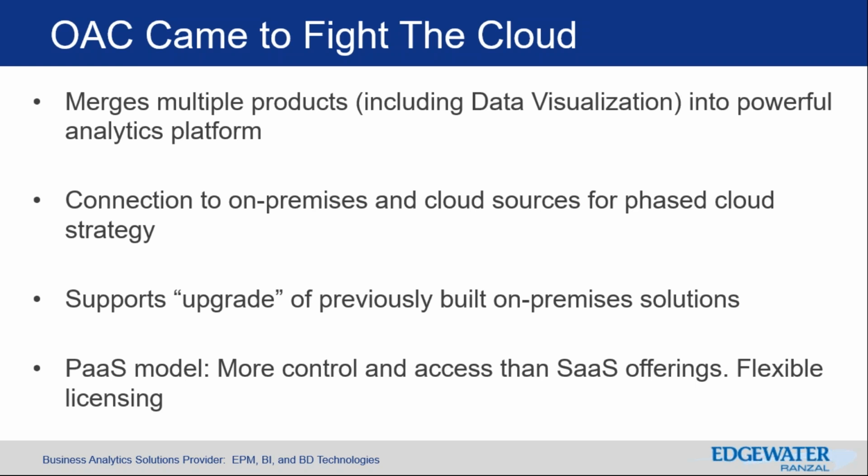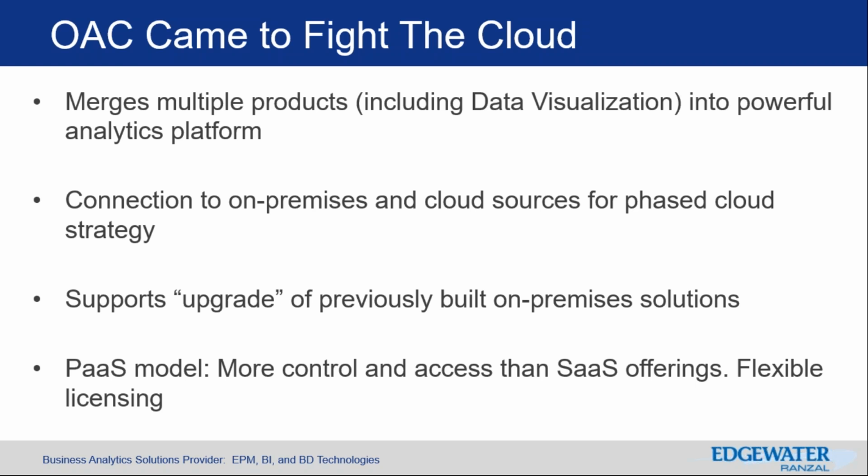When you sign up for OAC, you actually get access to your instance, to that server, where you can connect to it via SSH and make configuration changes, maybe some customization. Not to the extent of what you could do in OBI on premises, but there's a lot of customization and configuration that you can determine and change yourself within your OAC instance.